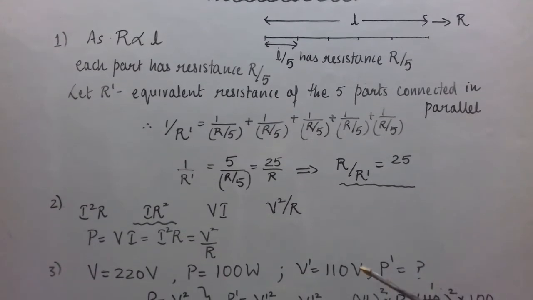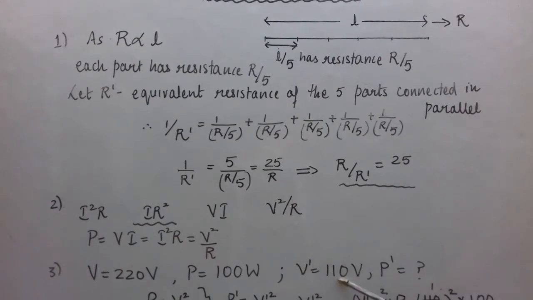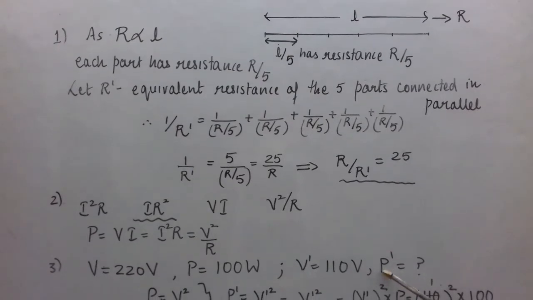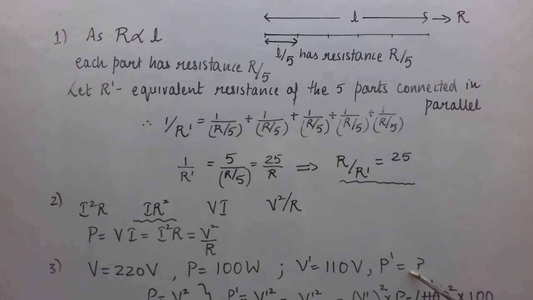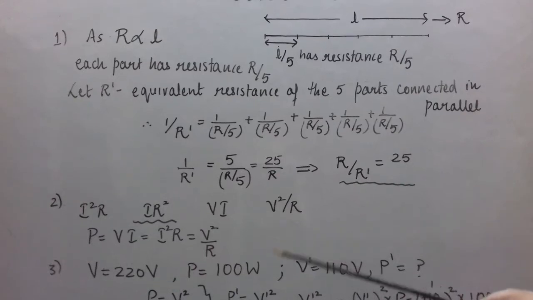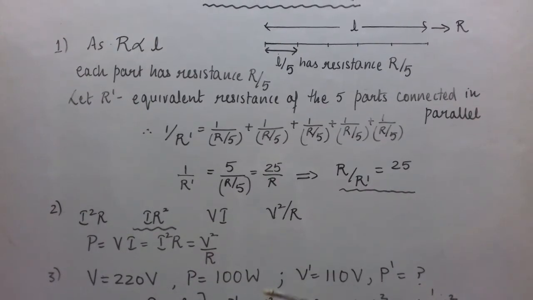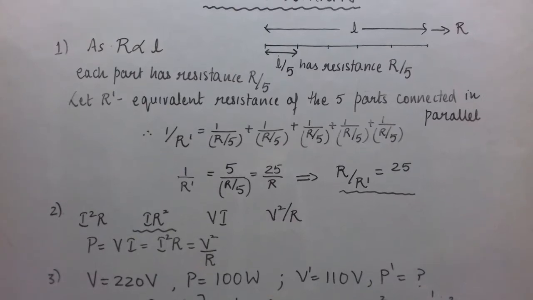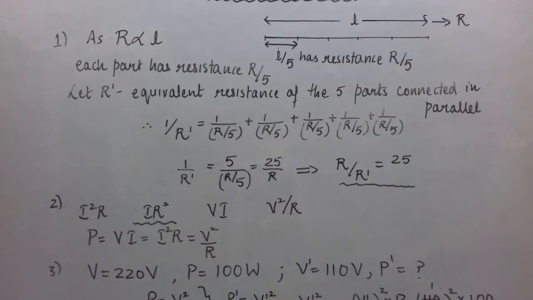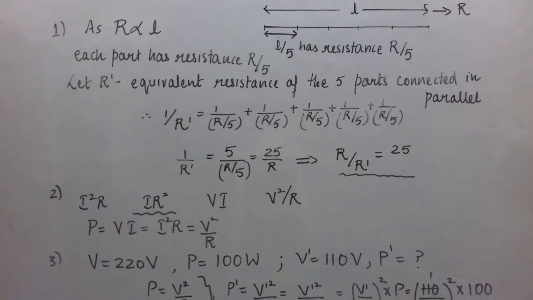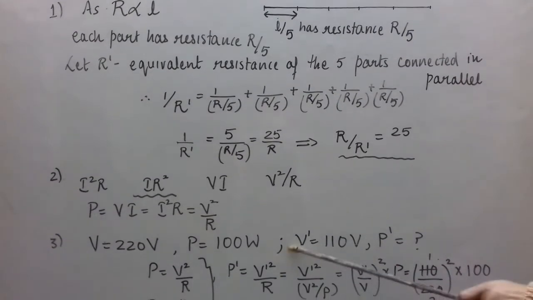So let us represent this new potential difference by V dash. So when V dash is 110 volts, you have to find the power consumed. So let us represent it by P dash. Now, as we can see in the above question, we have three different expressions for power. So in this case, we will use the expression P is equal to V square over R. As the same component, same electric bulb is operated here also in this case.